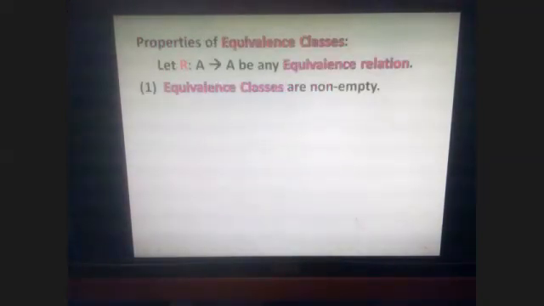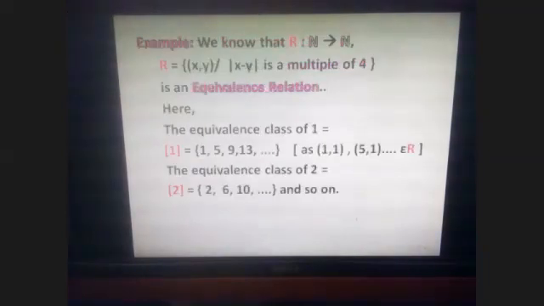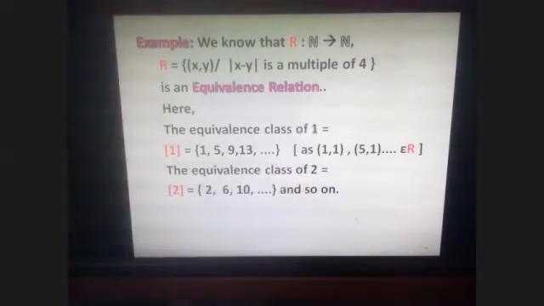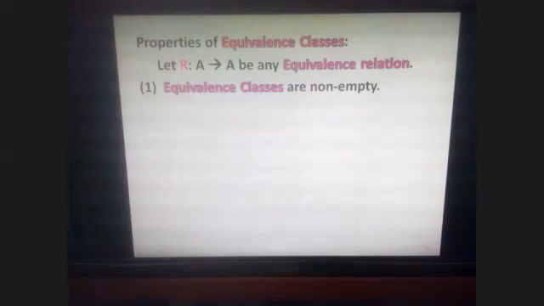Well, some properties: equivalence classes are never empty. Why are equivalence classes never empty? You can easily observe. When you take the equivalence class of 1, 1 must be there because an equivalence relation is reflexive. Every element must be related to itself. So if you take the equivalence class of a, at minimum a will be there because it is an equivalence relation. That is why equivalence classes are non-empty.